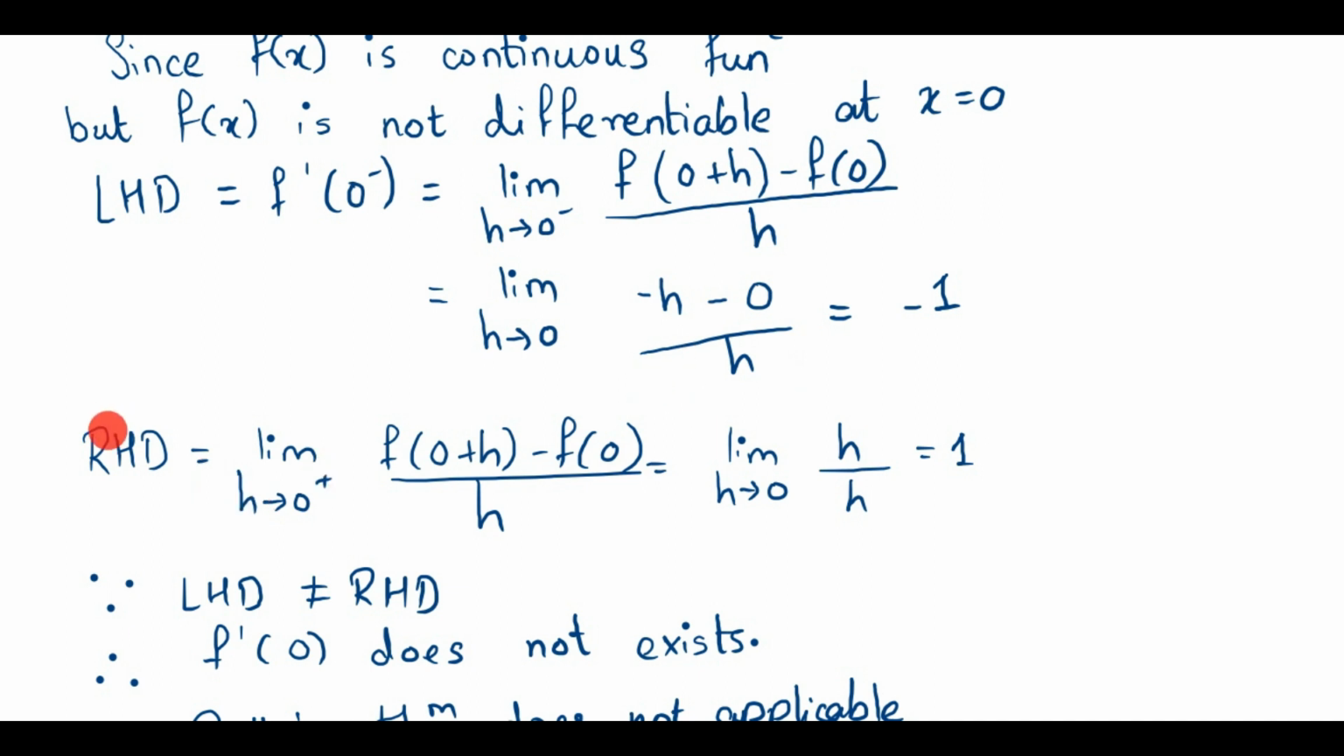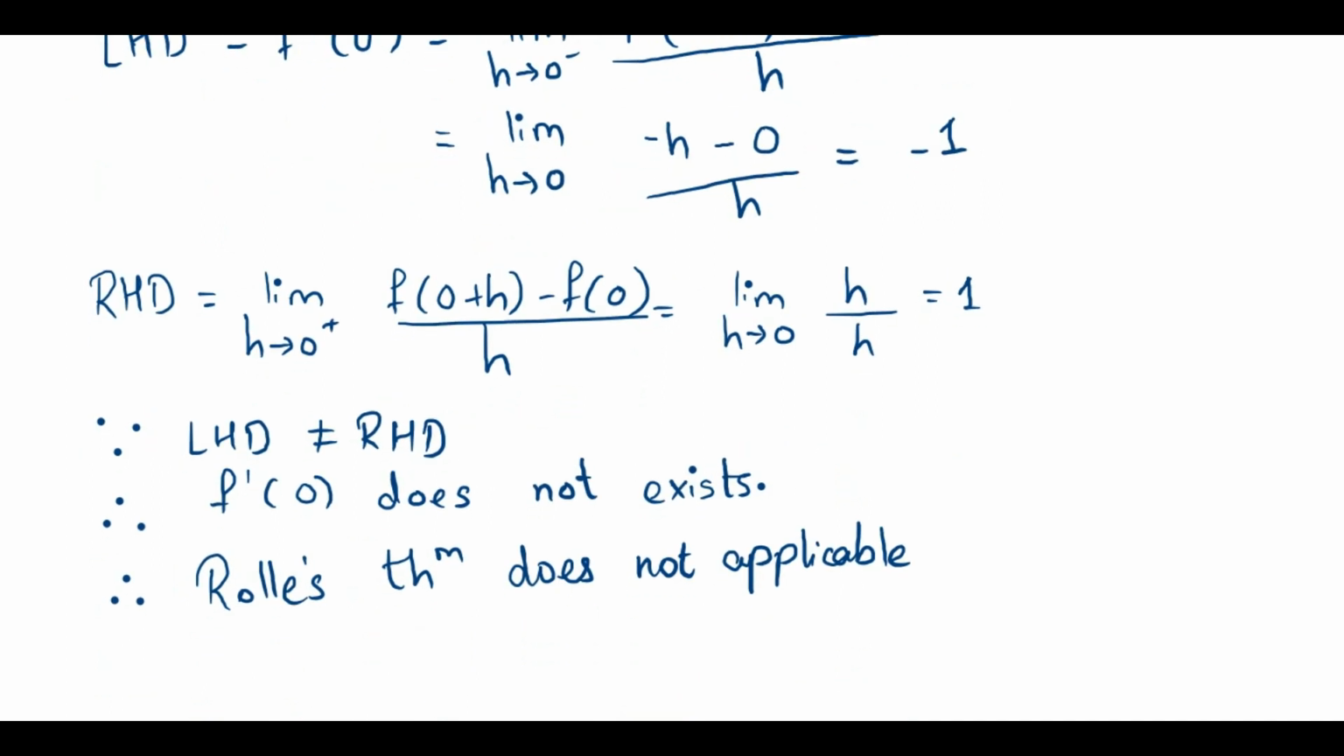Same for the right hand derivative, but here the limit tends to 0 plus, which means to the right of 0. To the right of 0, all the x values will be positive. Therefore we get h upon h, which is equal to 1. Now clearly we can see that the left hand limit and right hand limit are not equal. Therefore our third condition fails, and Rolle's theorem is not verified here, or it is not applicable here.